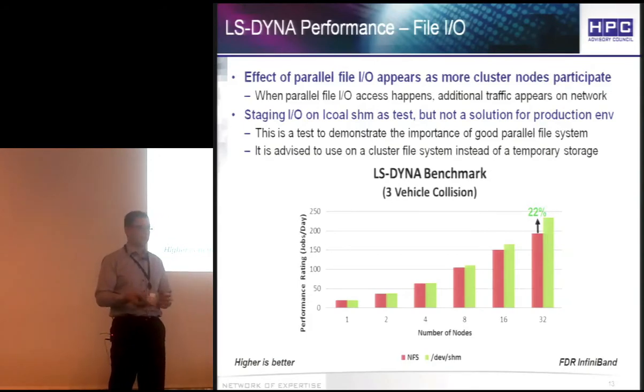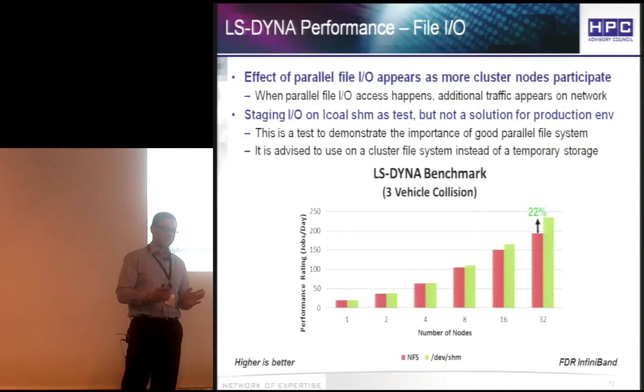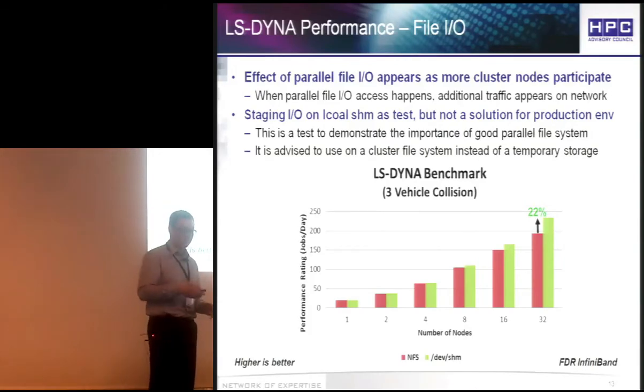Up to around 22% of performance difference by using shared memory to write. This is one of the ways that can improve performance, but I would not call it the preferred way for you all to start writing into shared memory, because this is not a safe way of writing, and it's not ideal for a production environment. It's just to test the importance of having a good parallel file system, like some of the vendors here, like Xyratex or DDN, provide good Lustre parallel file systems that allow good parallel reads and writes. So we really advise you to write on a proper file system instead of temporary storage. I'm only doing this because at the time I was running this, I did not have a good parallel file system available to me.